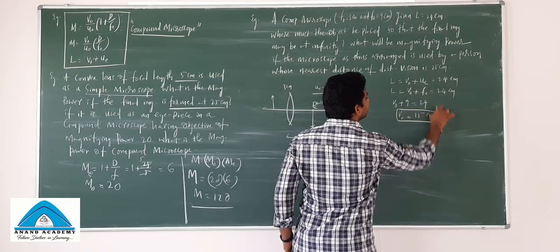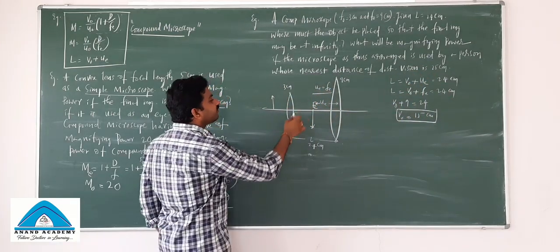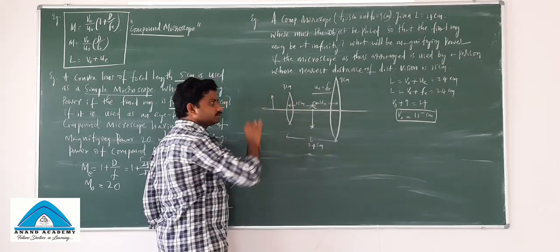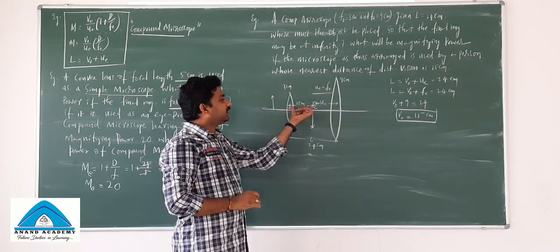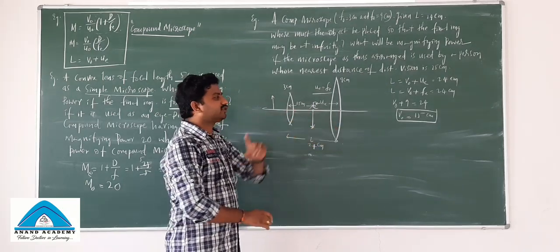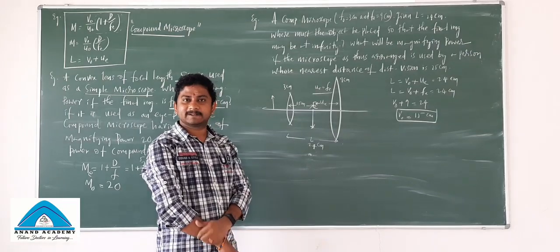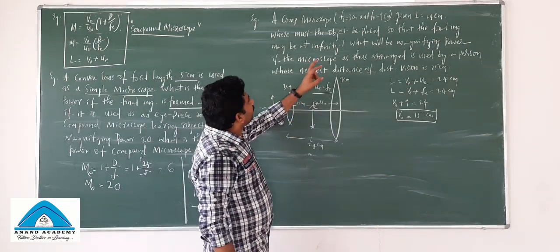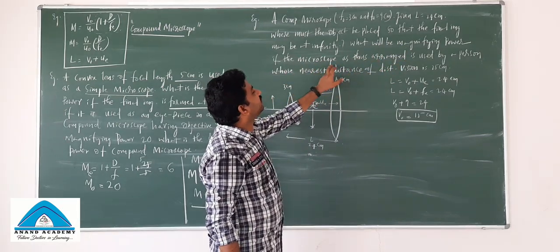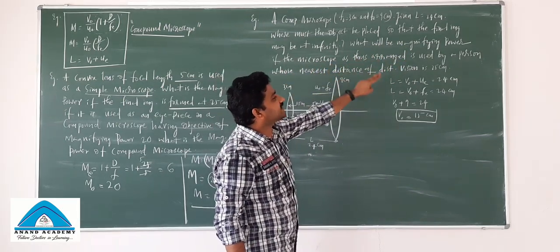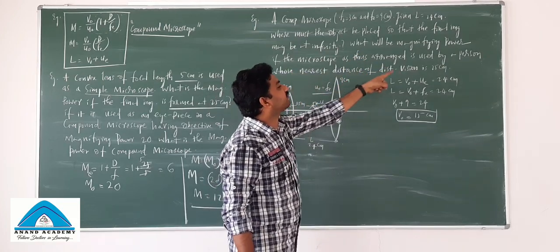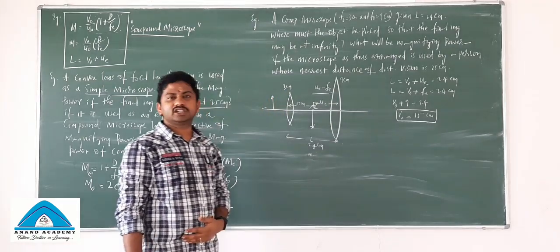This is the interesting part. V naught value is 15 centimeters. At 15 centimeters, the image by the first lens is formed. That is behaving as an object for this one. Now, what will be the magnifying power if the microscope as thus arranged is used by a person whose nearest distance of distinct vision is 25 centimeters?